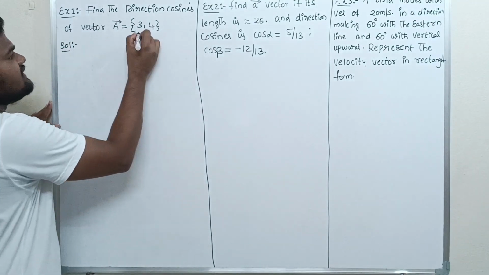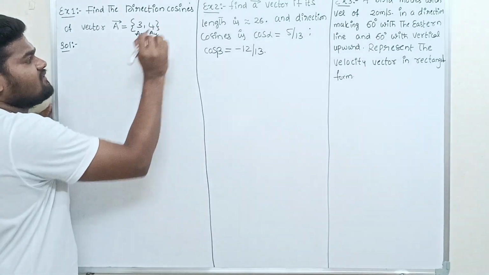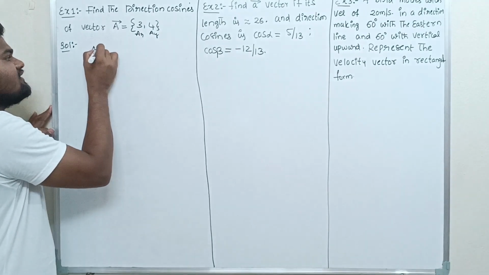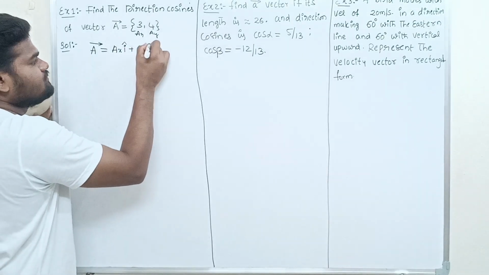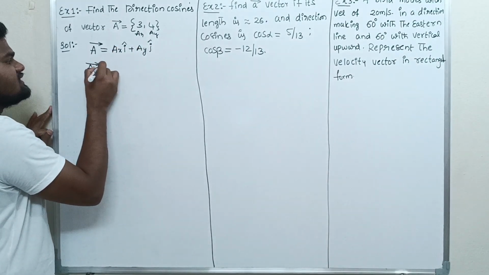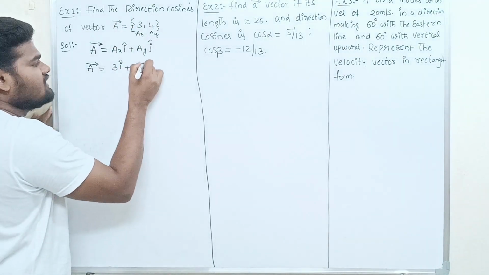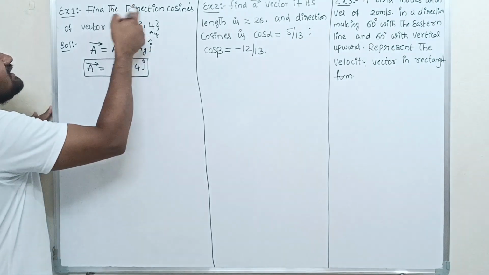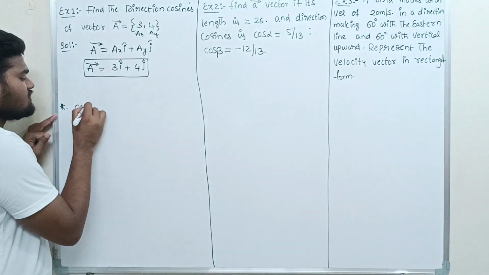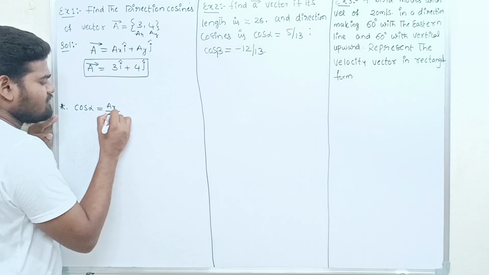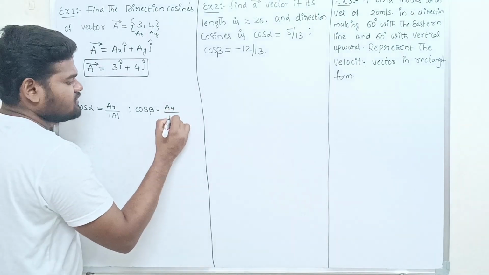Solution. 3 comma 4 is nothing but the component of a bar along the x-axis and the component of the a bar vector along the y-axis. So the vector form of a bar is given by, as we have already discussed, ax i cap plus ay j cap. So the vector form of a bar is equal to, what is the value of ax? 3 i cap plus, what is the value of ay? 4 j cap. So what are they asking? They are asking for direction cosines. So we know the formula for direction cosines. What is the formula? cos alpha is equal to ax by magnitude of a, and cos beta is equal to ay by magnitude of a.